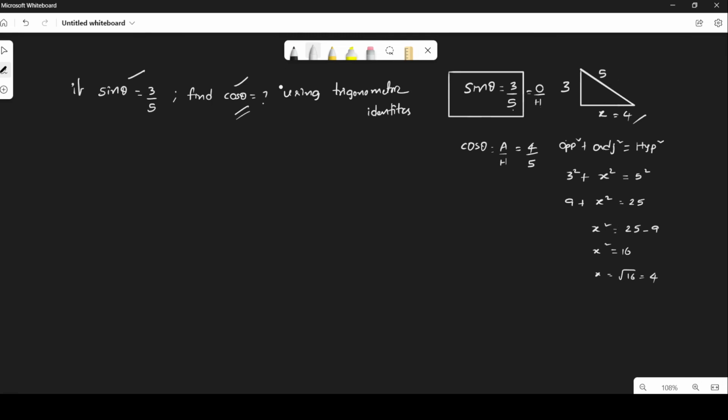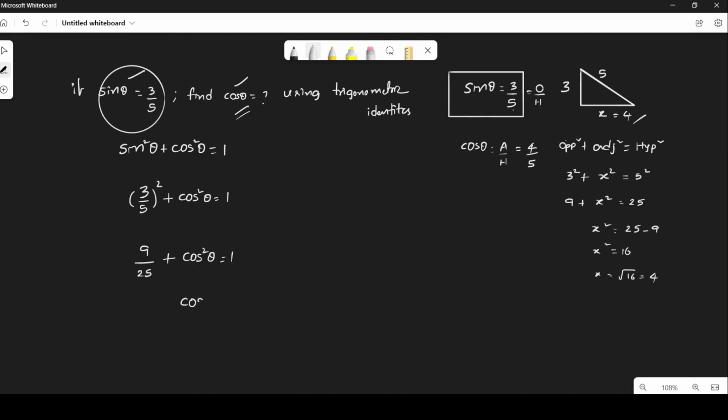And what is the first identity? Sine square theta plus cos square theta is equal to 1. We know the sine theta value is 3 by 5. So 3 by 5 whole square plus cos square theta is equal to 1. So what is 3 by 5 whole square? 3 square is 9, 5 square is 25, plus cos square theta is equal to 1.